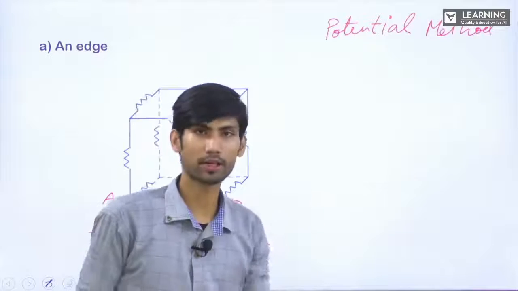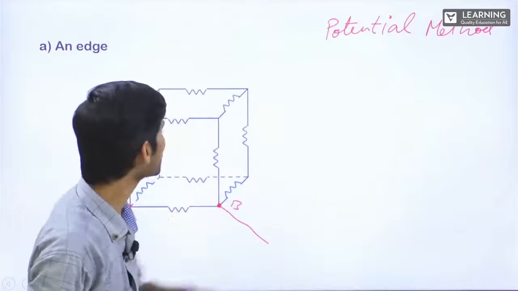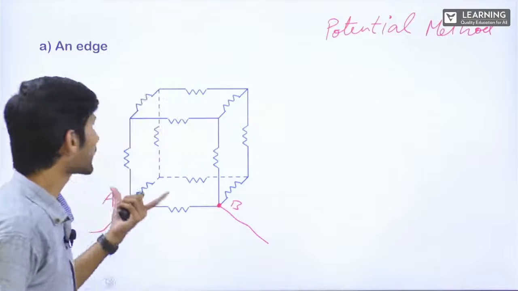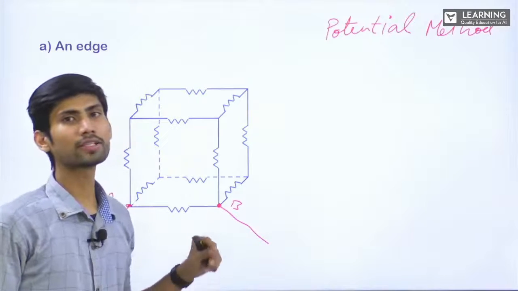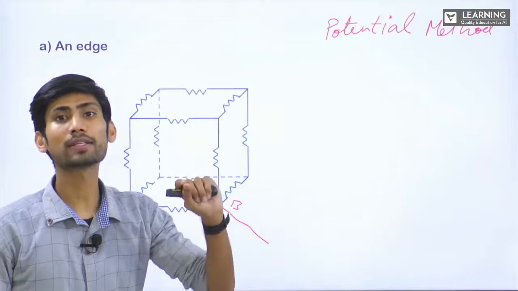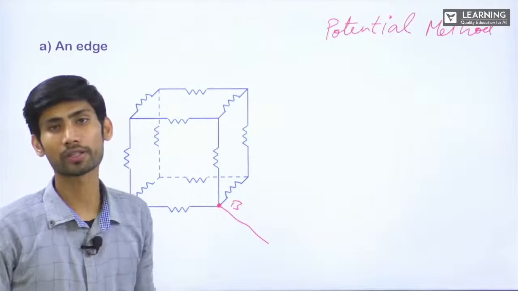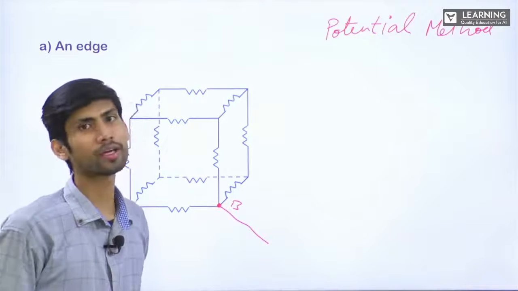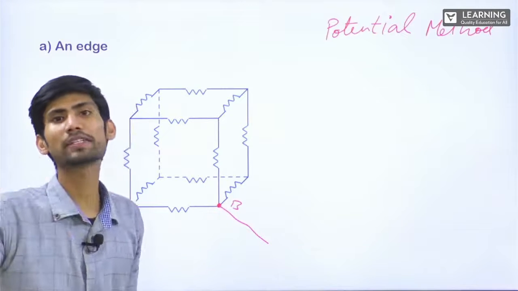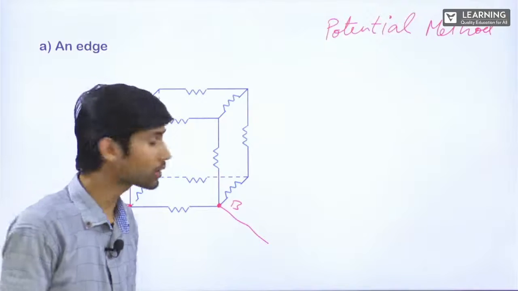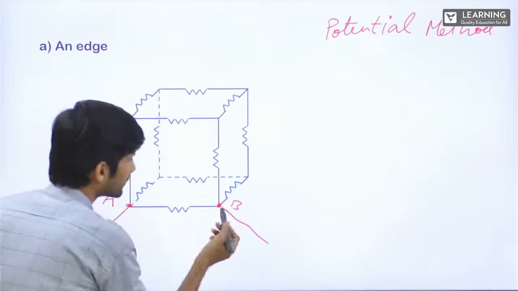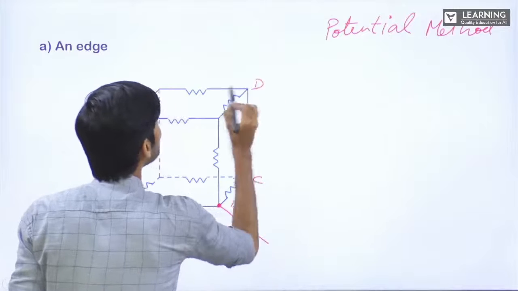First we'll learn the potential method. Let's see, what do we do? First we'll see which points are at the same potential, equipotential. So step 1, if you want, write down: find equipotential points. Let us find. So first let us mark all the points.